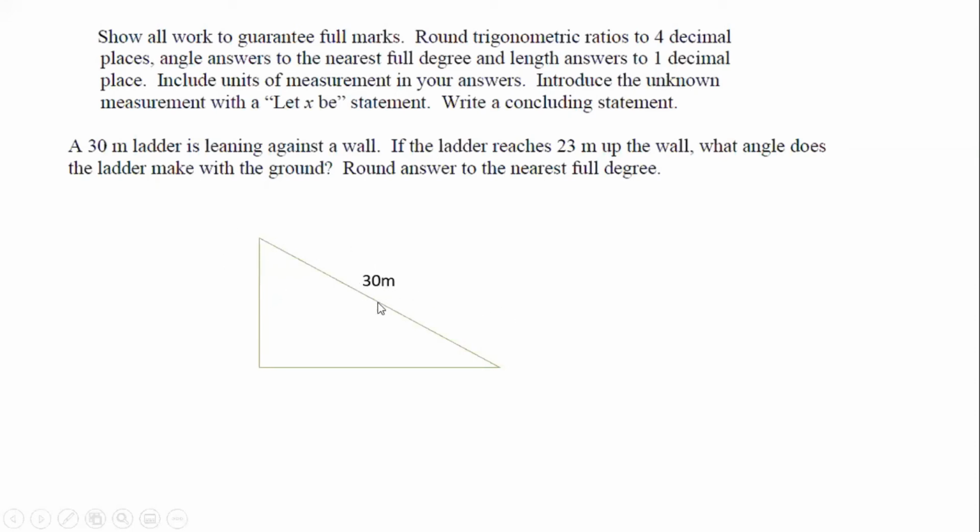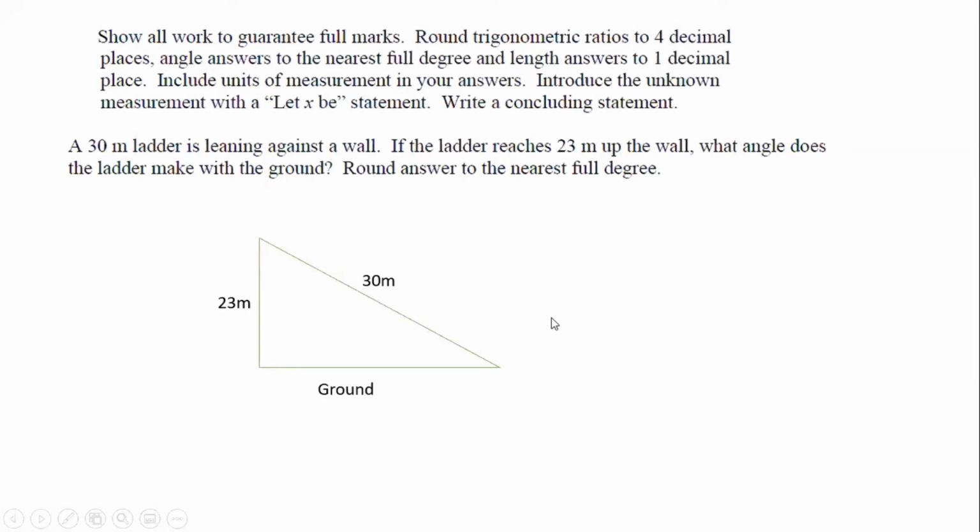That's the 30-meter ladder right there. This is your 23 meter. It says the ladder reaches 23 meters. That's how high the ladder reaches up against the wall, right? And what you have down here is just the ground. So, 30-meter ladder, 23 meters up against the wall, and the ground is down here.